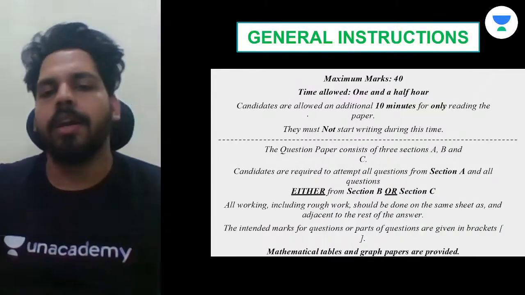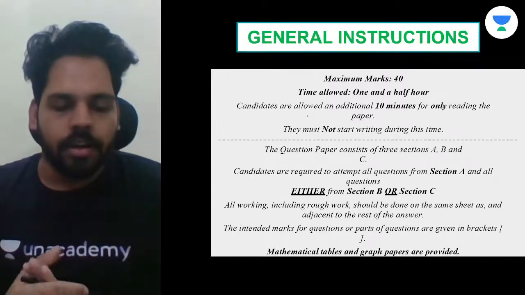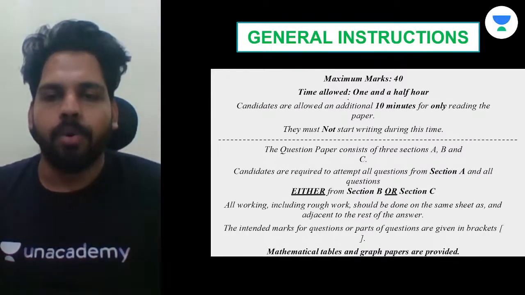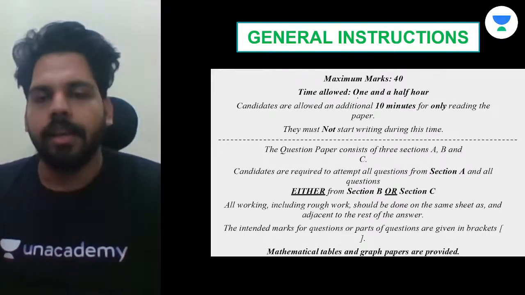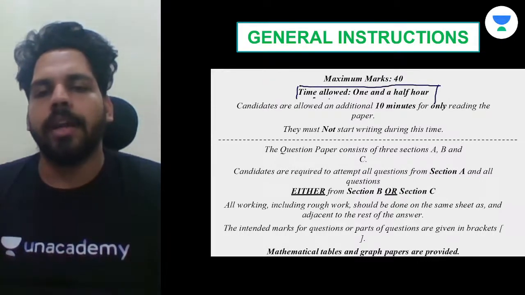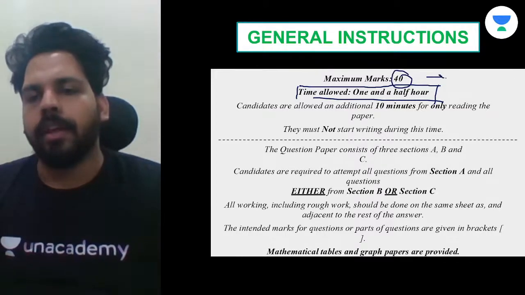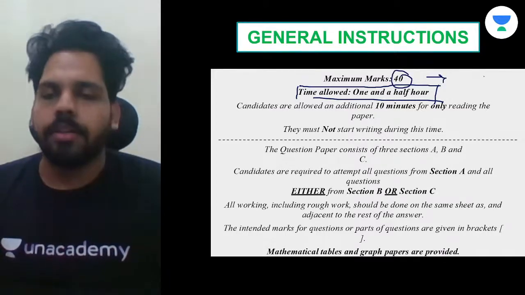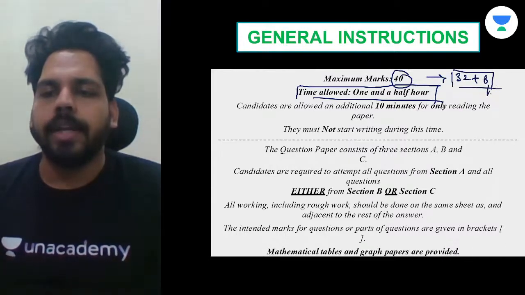So for now, here we go with the general instructions given by the examination board, right? As I have already discussed with you previously, there will be a 1.5 hour question paper. In this, the maximum marks is 40, right? Out of 40, we have already solved 32 plus 8. This 8 marks we have solved as Section B, right?